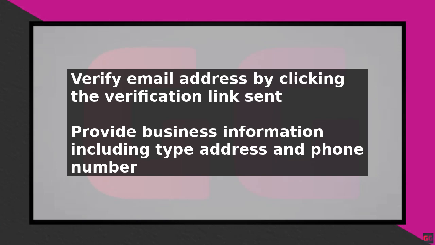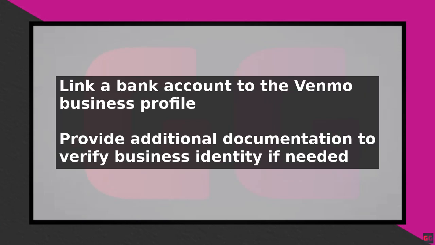Once your business profile is set up and your bank account is linked, you can start using Venmo to accept payments from customers. You can do this by creating a payment link or QR code that customers can use to send you money. You can also use Venmo to send invoices to customers and track payments.